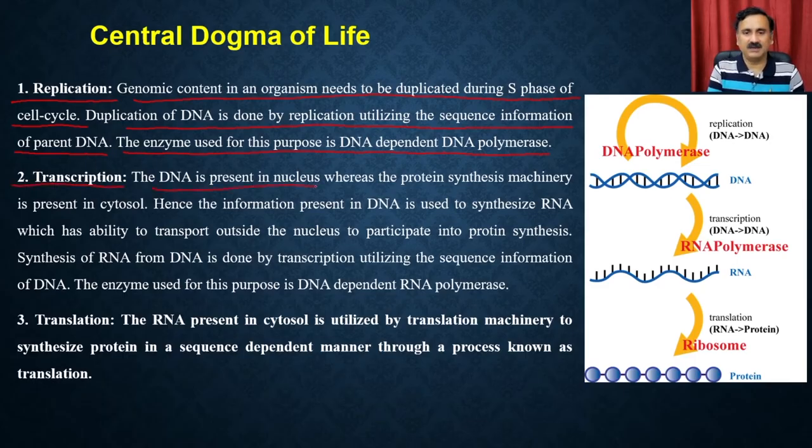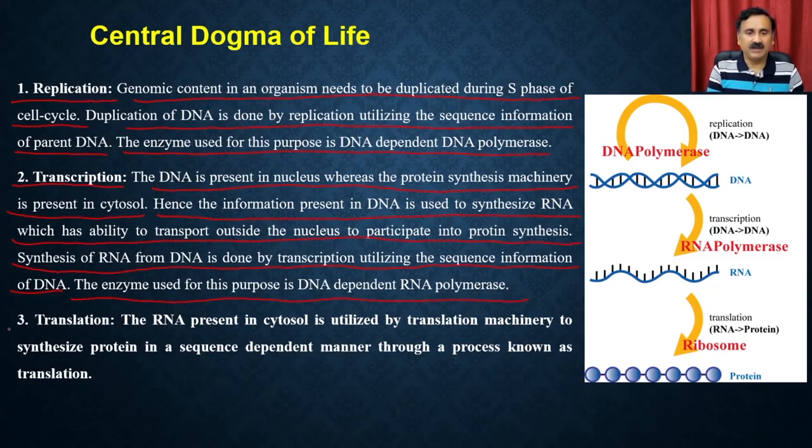The DNA is present in the nucleus, whereas the protein synthesis machinery is present in the cytosol. Whereas in the case of prokaryotes, both the transcription and the translational machinery are present inside the cell, because there is no nucleus, right? Hence, the information present in DNA is used to synthesize the RNA, which has the ability to transport outside the nucleus to participate in protein synthesis. Synthesis of RNA from DNA is done by transcription utilizing the sequence information of the DNA.